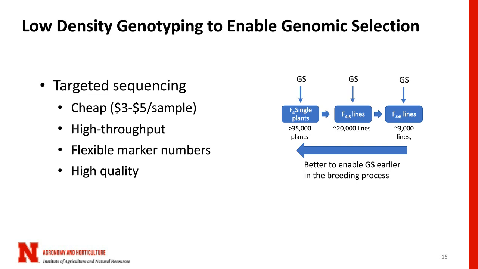We need to make it high throughput. We're talking about tens of thousands of lines just for one breeding program. And we need flexible marker numbers so that we can get a few hundred markers in a population. And it needs to be high enough quality so that it's effective for genomic selection.